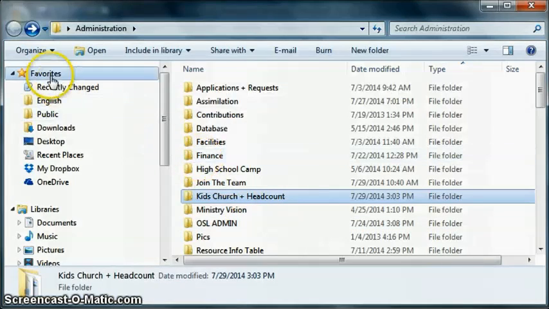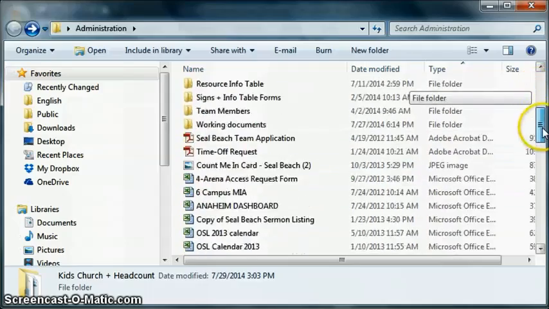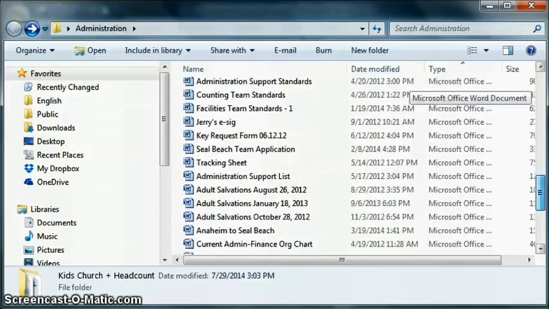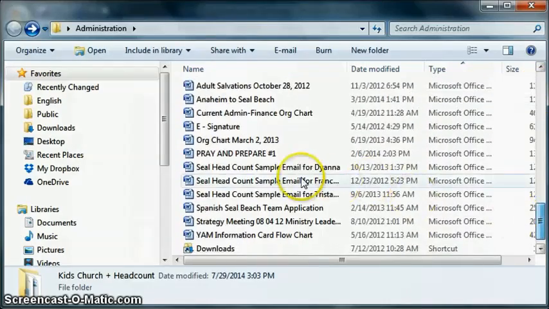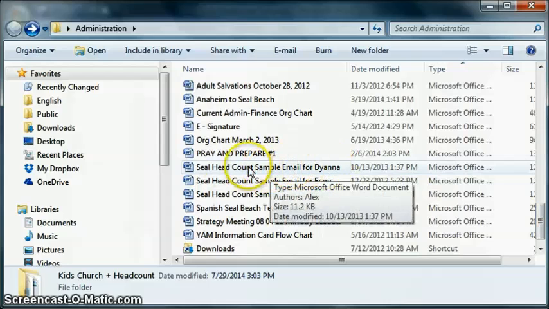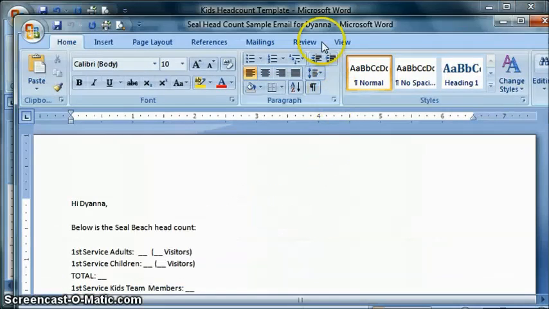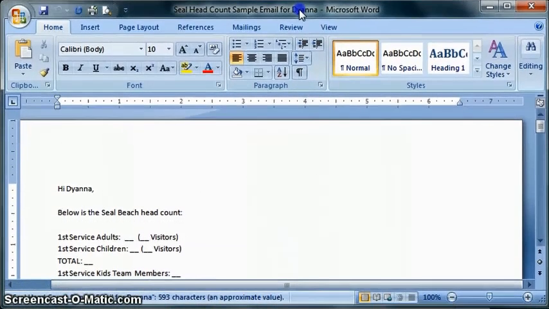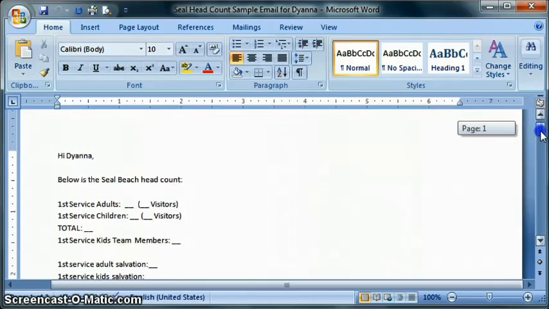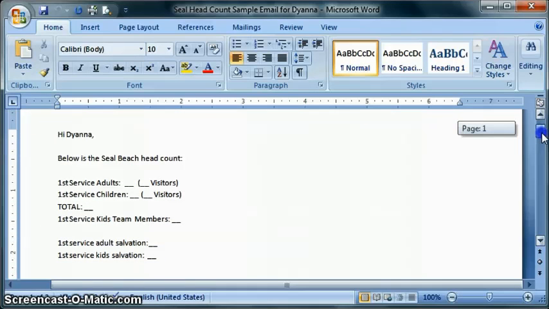So what we're going to do today, on Sunday, is send a head count to Diana Hogue. This is the sample head count email for Diana, which I'll send this template to you. Okay, so everything from Aaron and Robin should be able to fill in this paper.